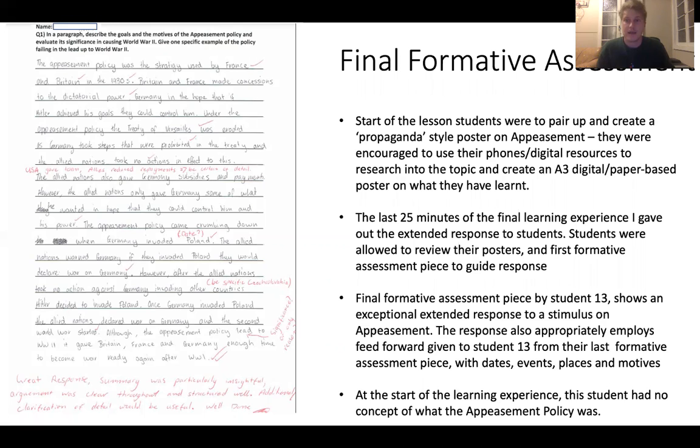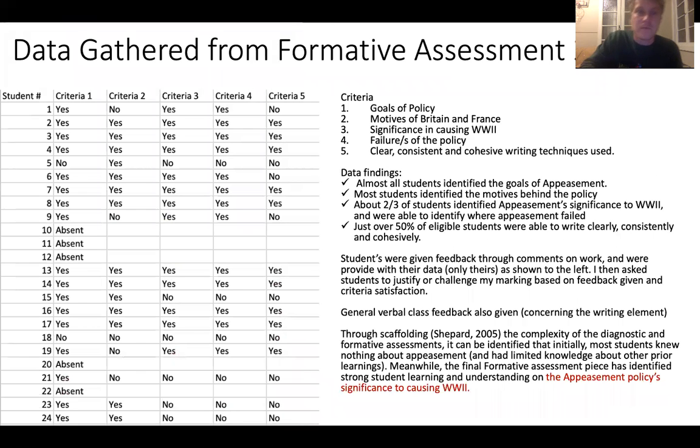So student 13, really, really high quality work here. Looking at some of the feed forward I gave them, they included down the bottom here some of the motives of appeasement, and a really insightful motive as well. But other than that, it was just about adding a little bit of detail here and there, but a very, very strong response in general. Now, remember, at the start of the diagnostic process, this student had no idea what appeasement was, couldn't put anything down whatsoever.